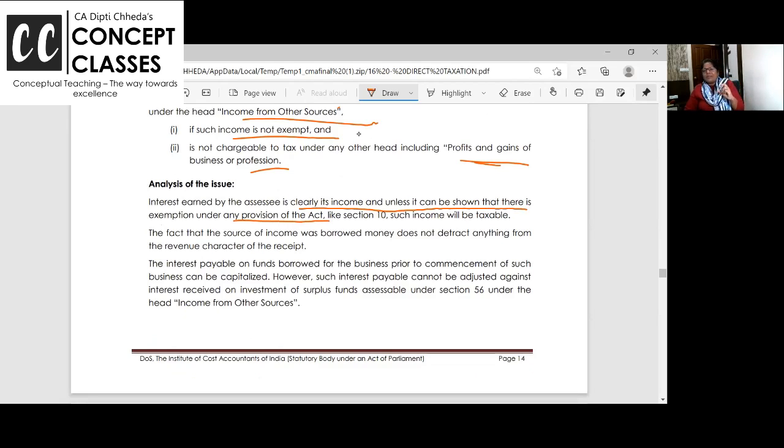See, this looks a little bit complicated, ma'am. You taught something in AS, but this is it. I want to repeat here. If you earn income, either it is exempt, like PPF interest, or it will be taxable under the business head or other source. So either exempt. The fact that the source of income was borrowed money does not detract anything from the revenue.